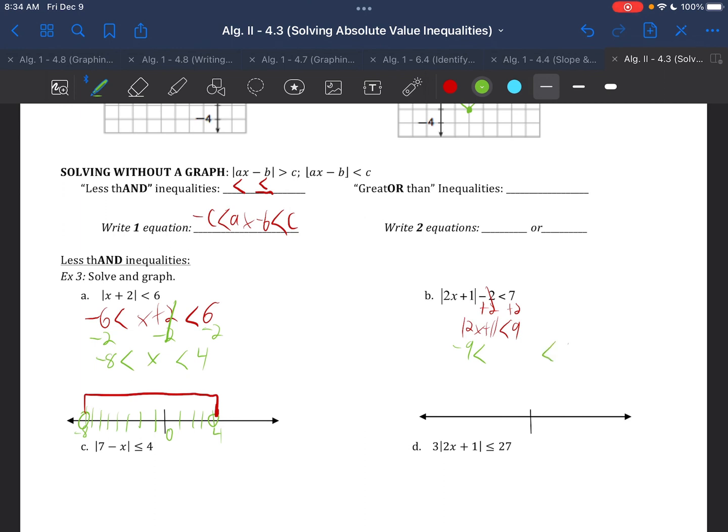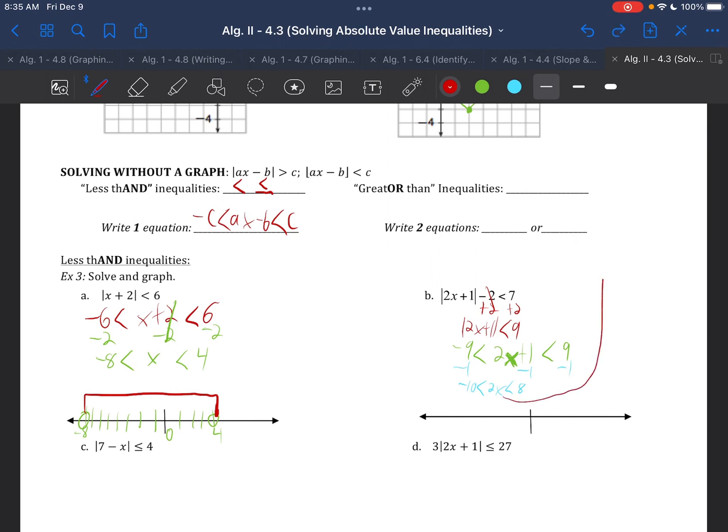Now we're going to put the negative 9 is less than and the less than 9. In the middle, put the 2x plus 1. So we do that after we get the absolute value isolated or by itself. Now we have to get x by itself. So we subtract 1 to the left, right, and the middle, and we get negative 10 is less than 2x, which is less than 8.